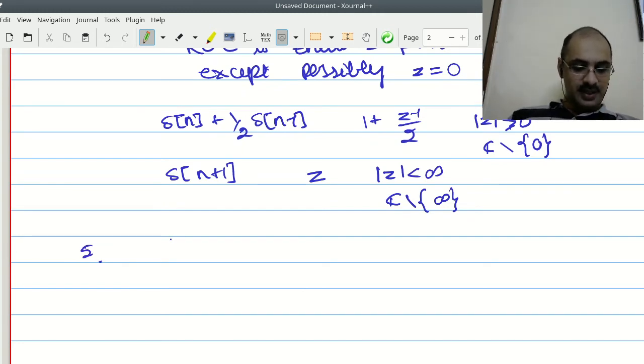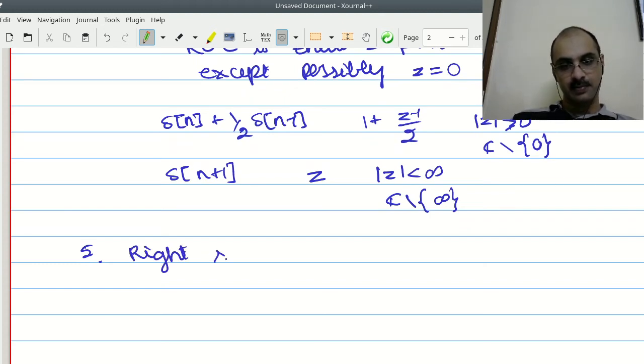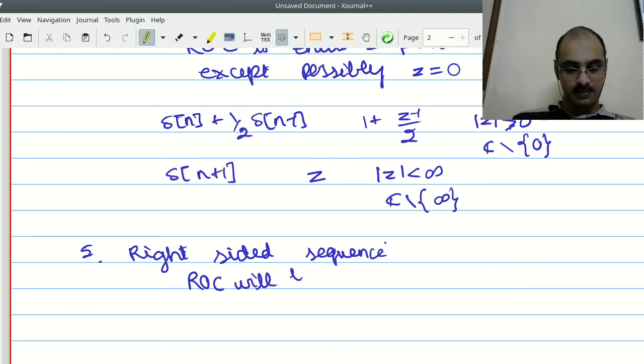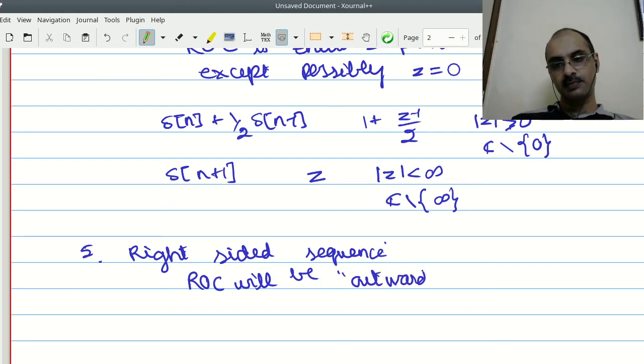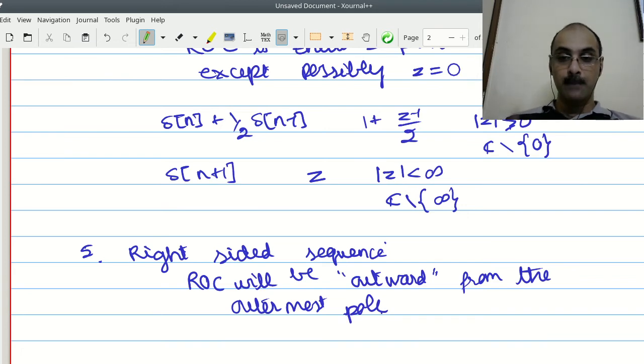The next property is that if you have a right-sided sequence, then the ROC will be, I'll use loose notation, outward from the outermost pole. Okay, outward from the outermost pole.